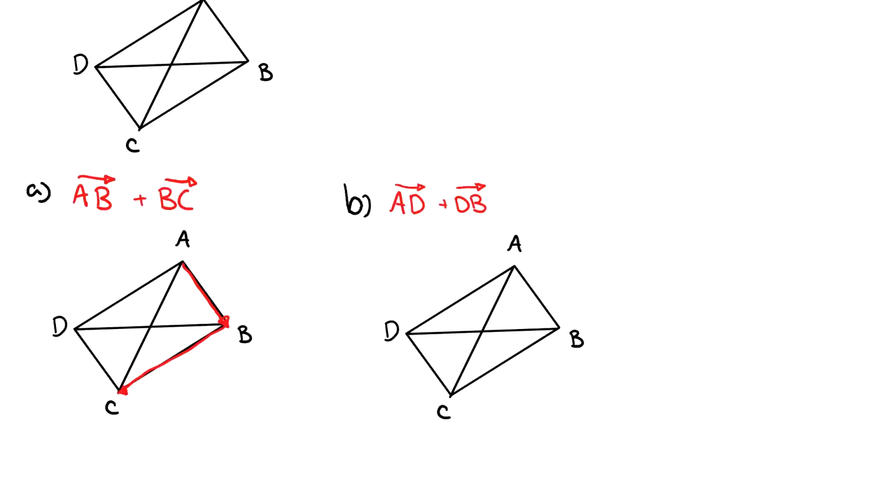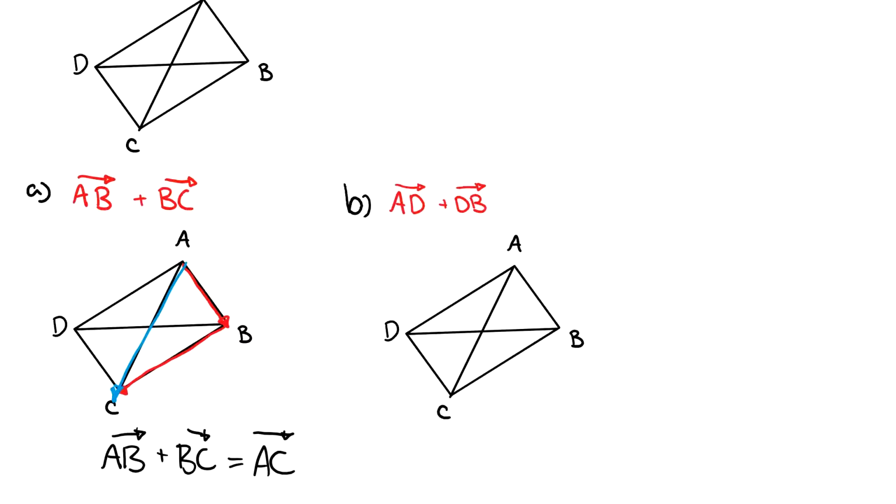In this case, we can use the triangle law. Because the head of AB is joining the tail of BC, we know it will be our diagonal, the third side of the triangle, which will give us vector AB plus BC equals vector AC going from A to C.